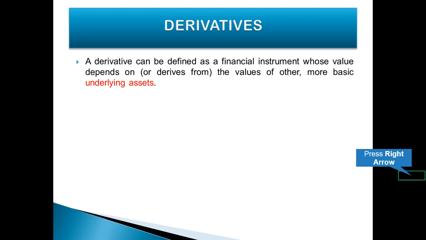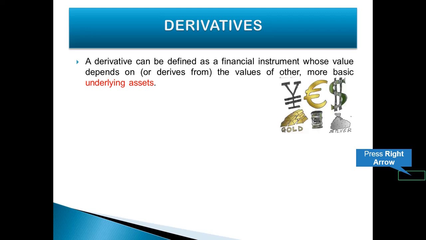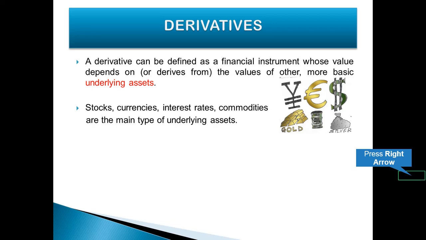Okay, let's start. The first thing is the derivative. Like you understand, it's something like a contract, some option. It's a financial instrument whose value depends on some underlying assets. So what are underlying assets? They can be foreign exchange, gold, silver, or oil. These are the most popular underlying assets.